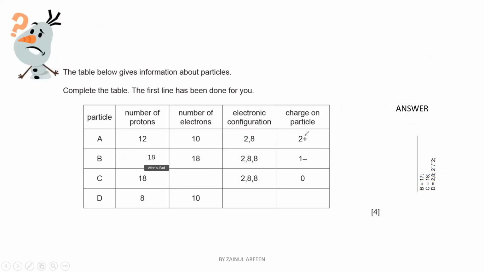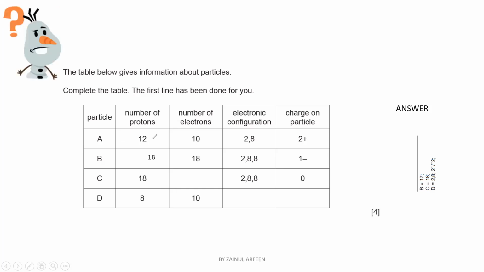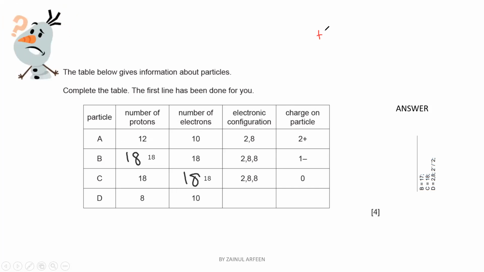The first row is done for you. Particle A has 12 protons. It has 10 electrons. So when we write the electronic configuration, first shell will have 2 and second shell will have 8. And how to decide the charge? There are 12 protons, so plus 12, and 10 electrons, so minus 10, so plus 12 minus 10 is equal to plus 2. So the charge is plus 2.